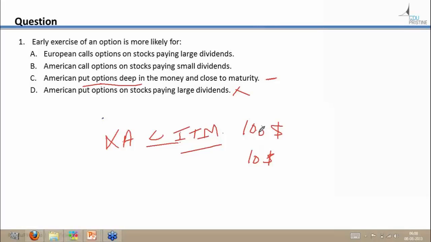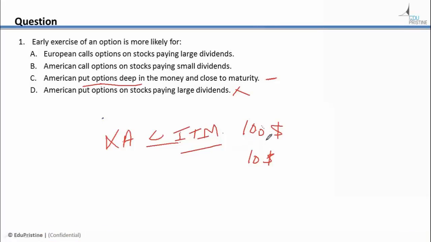Okay, so in this example we have the right to sell at 100 and the current price is $10. How much are you making? $90. Now how much more can you make at maximum? The stock can go down to what? 0. So you can make how much extra? $10. So $90 you are making, and the maximum you can make is $100.